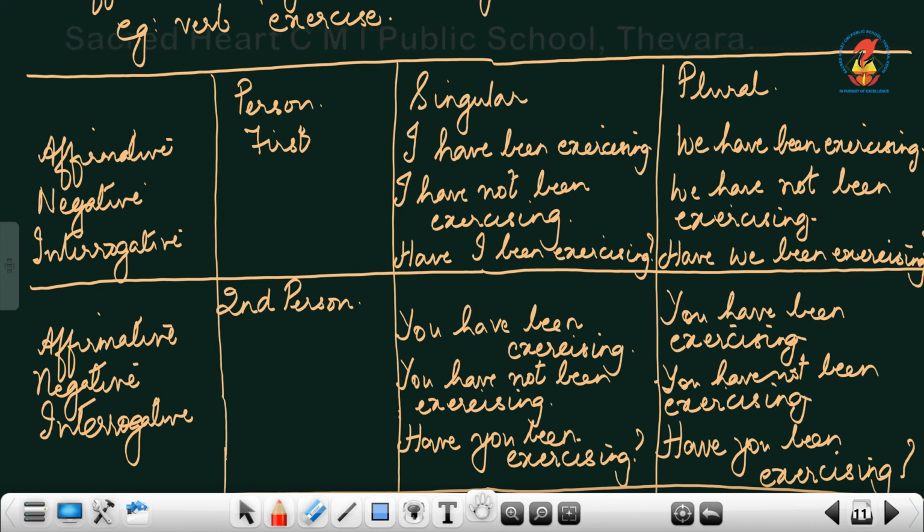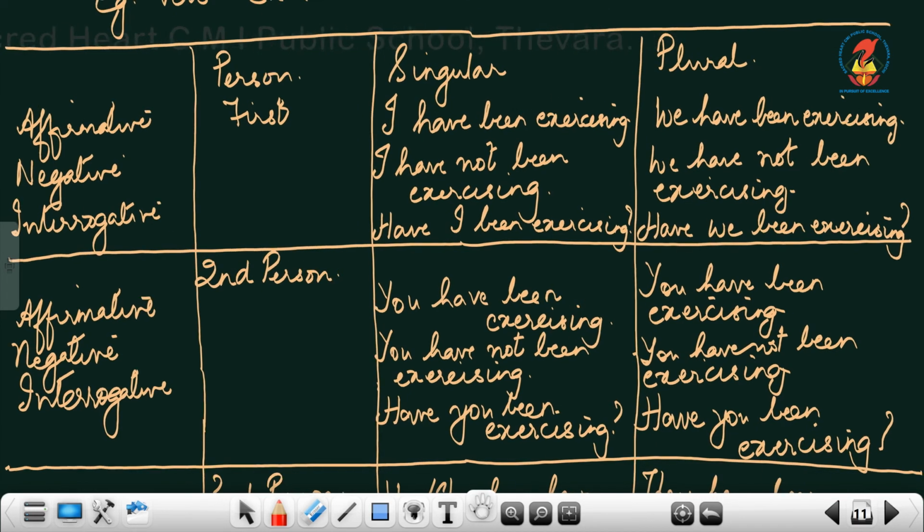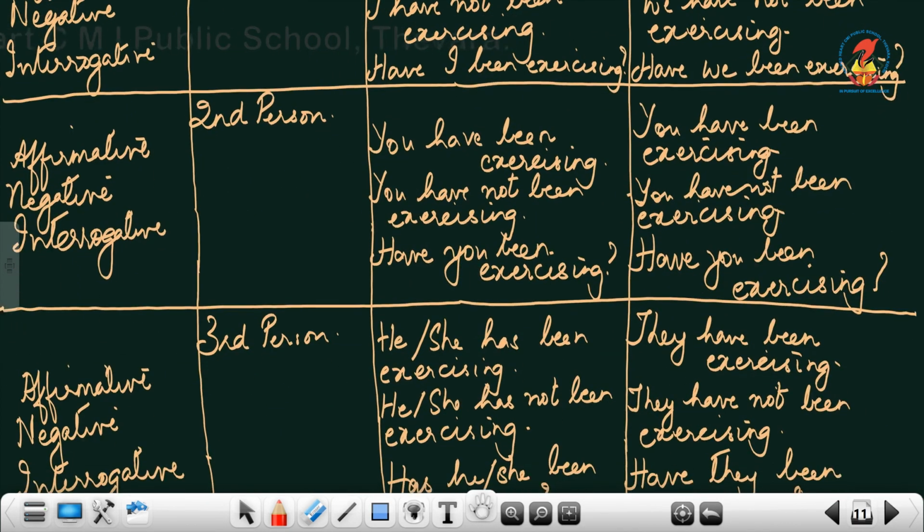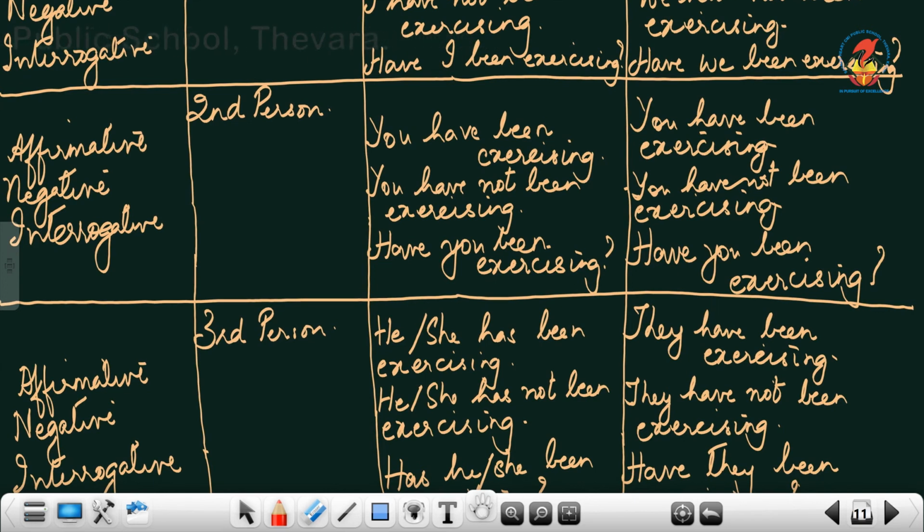Now, how will you express it in the second person singular and plural? Since there is no change in the singular and plural, both will be the same. You have been exercising, that is the second person present perfect continuous tense. You have not been exercising, in the singular as well as in the plural. Then, have you been exercising? In the same way, for singular as well as for plural, it is the same. So that is how you are going to express it in the affirmative, negative, and in the interrogative.